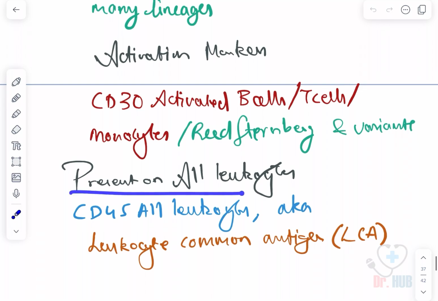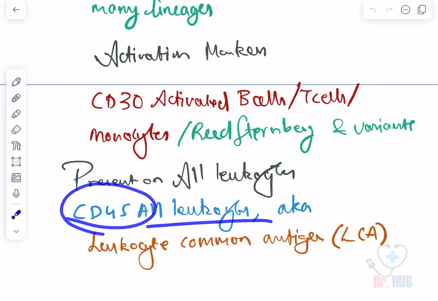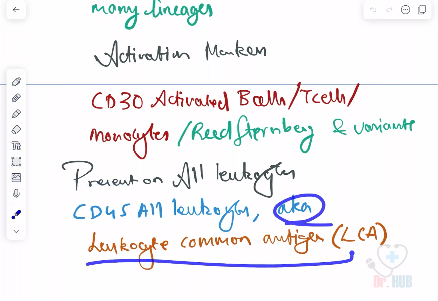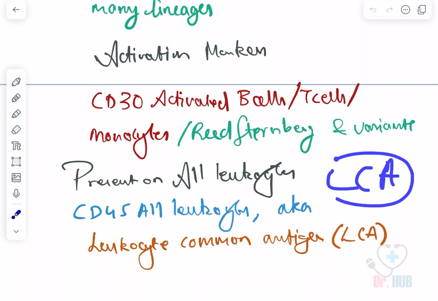Next, which is present on all leukocytes. The CD45 is all leukocytes. It is also known as the leukocyte common antigen. This is important. Leukocyte common antigen, CD45.